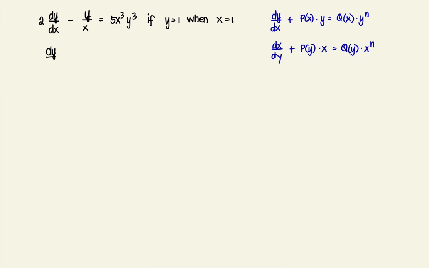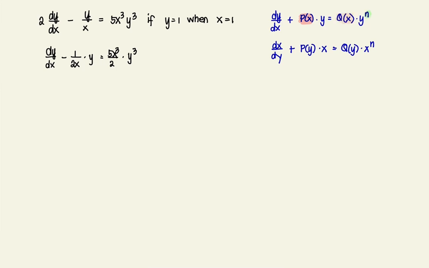So dy/dx minus 1 over 2x times y equals 5x cubed over 2 times y cubed. So we just wrote it into this form. Once you are already done reducing the equation into the Bernoulli form, all you need to do is to identify what your p of x is, what your q of x is, and what your n is.